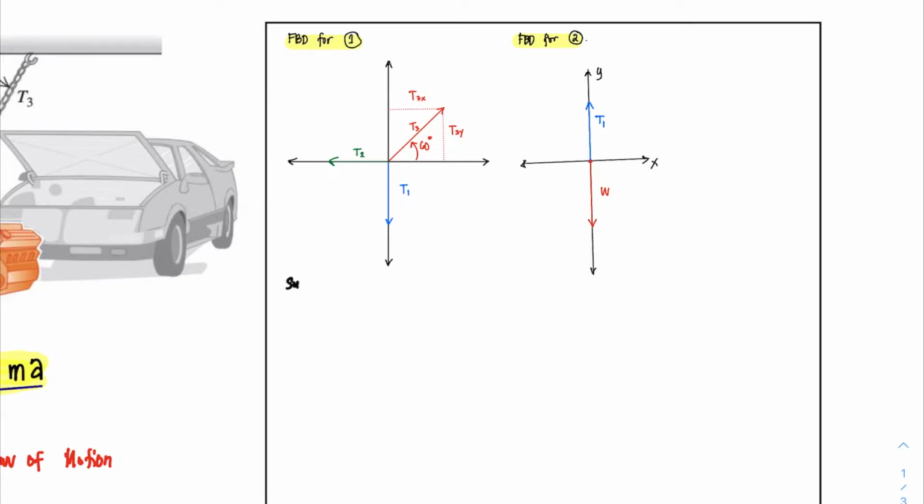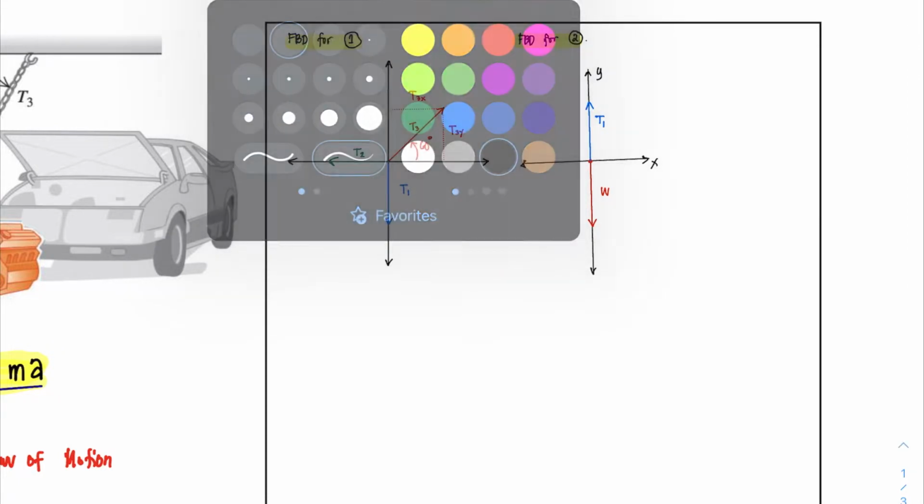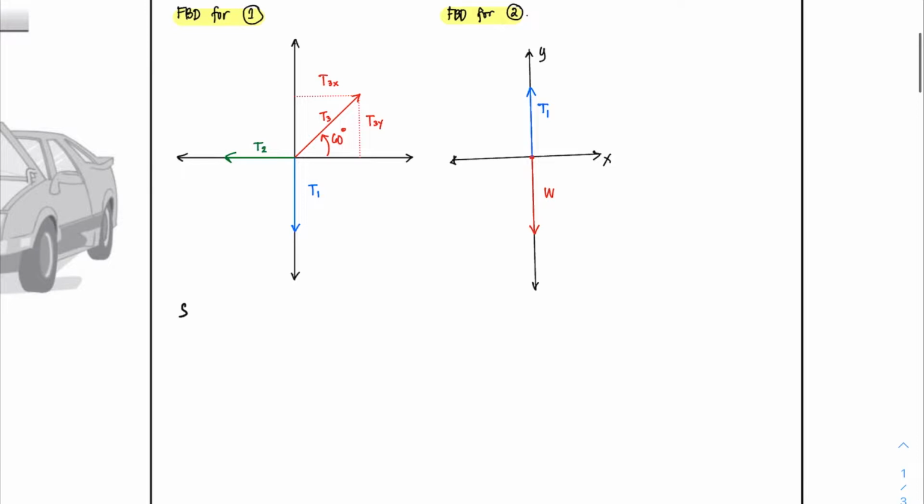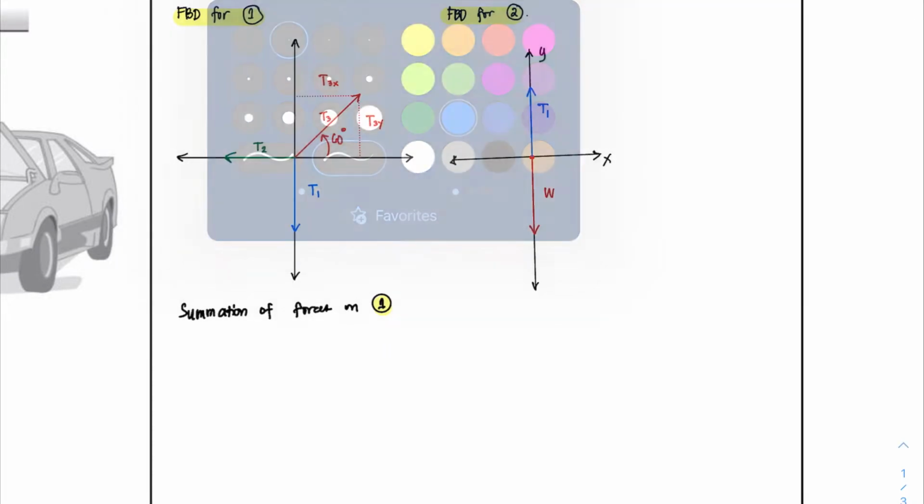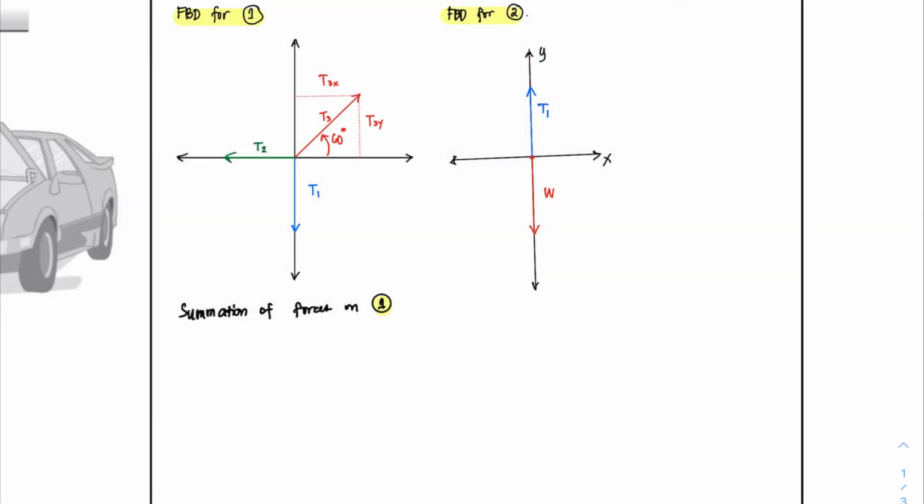Okay. So when we take the summation of the forces, class, we take the summation of the forces per given body. It means to say that, in this case, we write the summation of forces on 1. And I'm hoping you also realize that in taking the summation of the forces, you are actually going to utilize the free body diagram that you have drawn. So first, I'm going to write in blue.